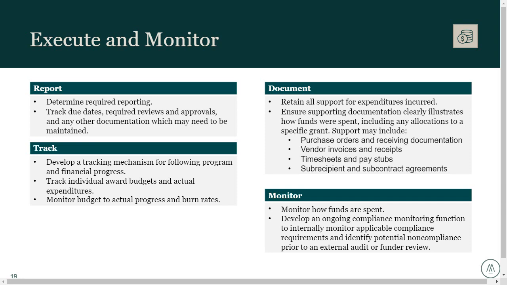So making sure that you're going to be able to spend down your full award by the end of the performance period or the contract period. Retaining all support for your expenditures, so everything like purchase orders, timesheets, and pay stubs, subrecipient agreements, and any monitoring performed. Typically, that retention period for all of that support is about 3 years, which ties back to the federal requirements. But I've seen recently a lot of 5 and 7 years as well.